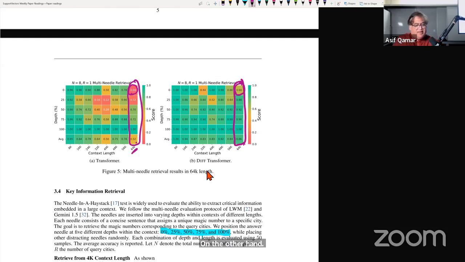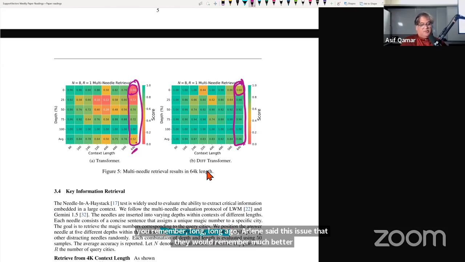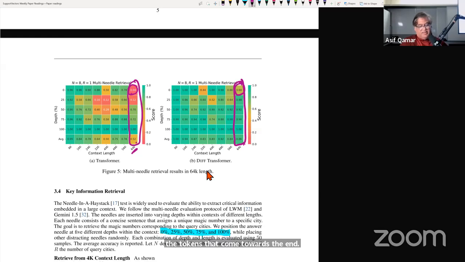And we know that, if you remember long ago, RNNs had this issue that they would remember much better the tokens that come towards the end than the tokens in the beginning. Transformers don't quite suffer from that, though there is a residual bit of that still present. And so you see that if you put it at 25th percentile interval, then here it is 0.12, here it is 0.88, 0.7 versus 0.92.